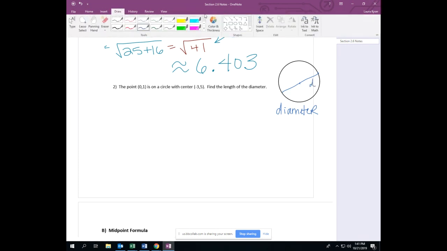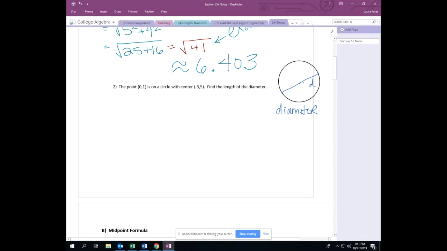And then the second line segment I want to talk about is the line segment that goes from the center to the edge of the circle. So it doesn't go all the way through, just halfway through. And that red one is called the radius, abbreviated with a lowercase r.